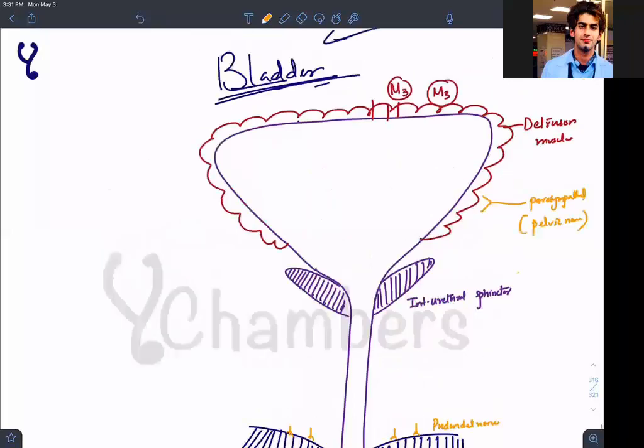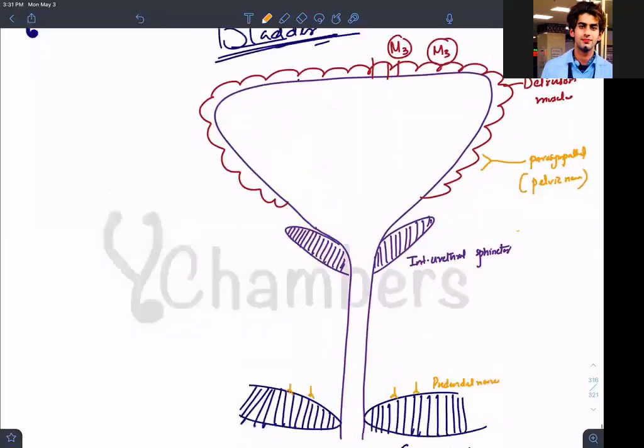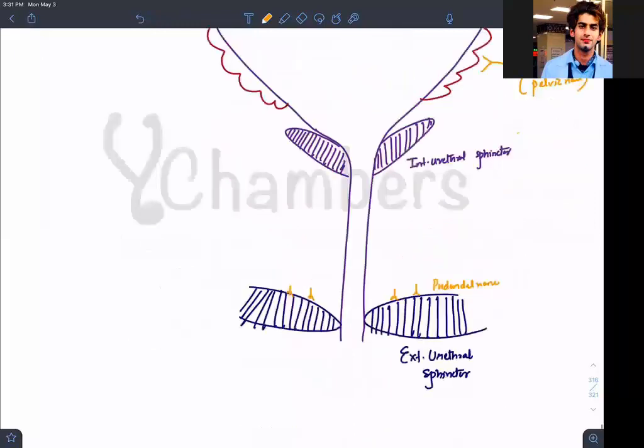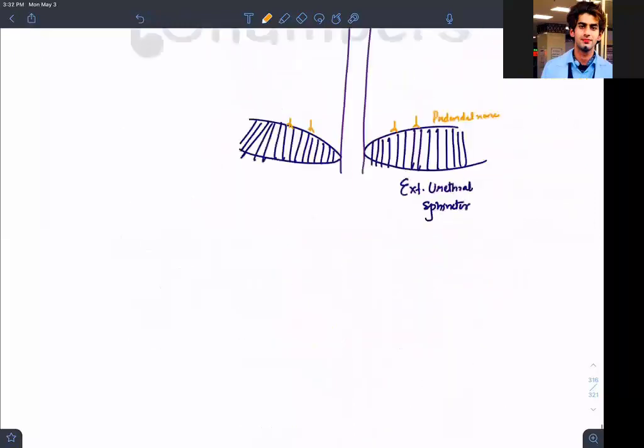Please remind me that I have made this diagram, so that once we come to the sympathetic nervous system, I will take this diagram again.